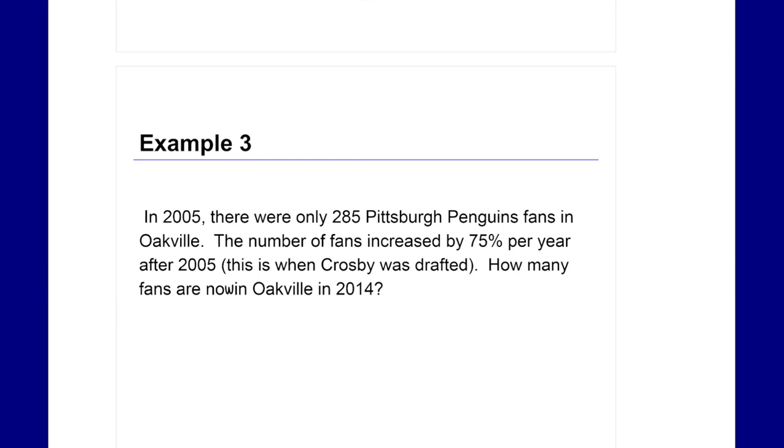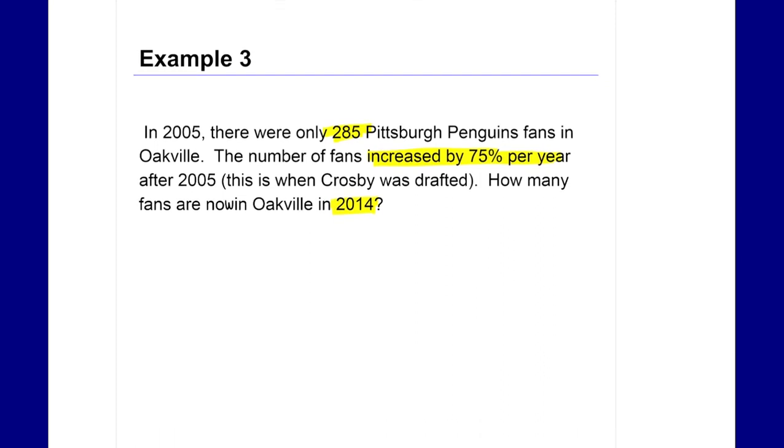So this one is slightly different because we're given the growth as a percent. It's increasing by 75%. So this type of scenario would still indicate exponential growth. A couple other things to highlight: 285 fans in 2005, and we're looking for how many fans there are now in 2014. So I'm going to just write out my known values. I know my initial value is 285. My r is 75% or 0.75.